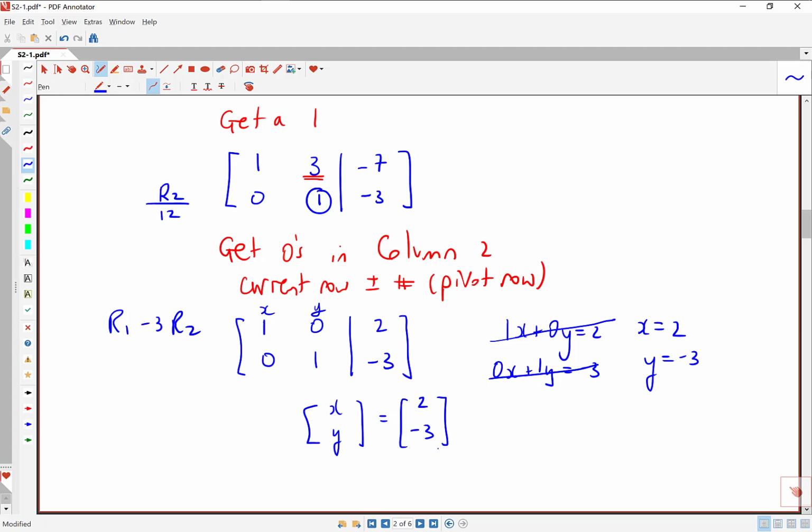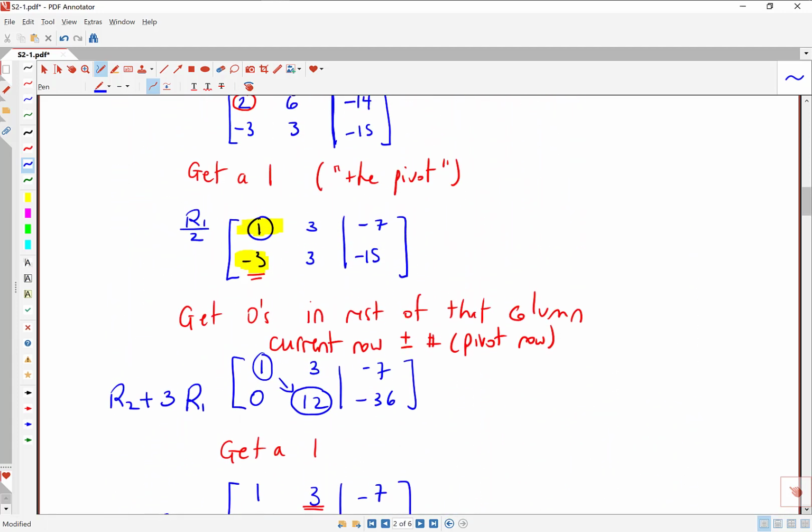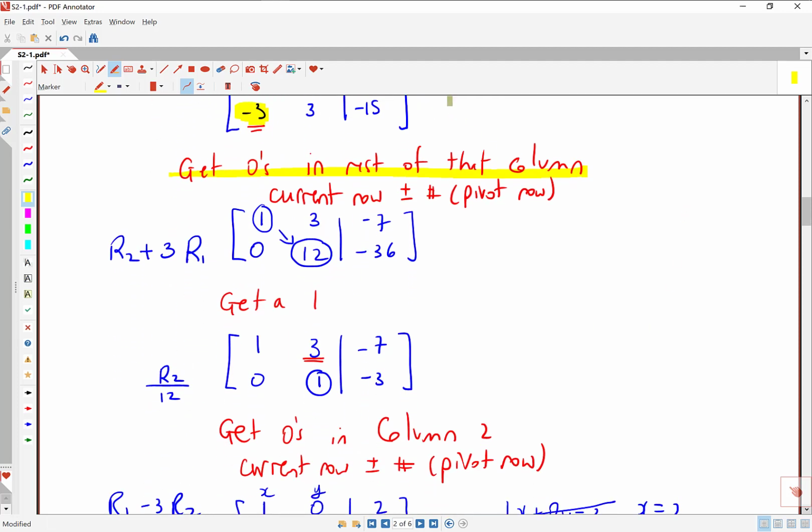So the main thing to absorb from this example, I would say, is just the pattern of which operations you do when. So just think about this rhythm of getting a 1 and then getting zeros in the rest of that column. And then you get a 1 on the next diagonal position, and then you get zeros in the rest of that column. So that's going to start to feel very familiar as we go through several examples.